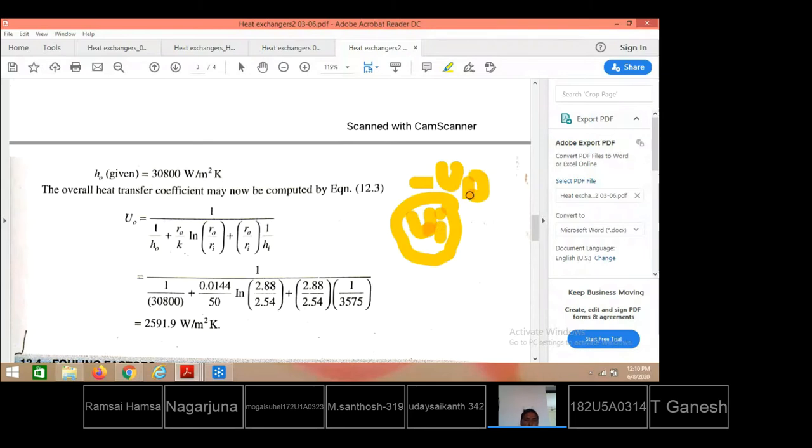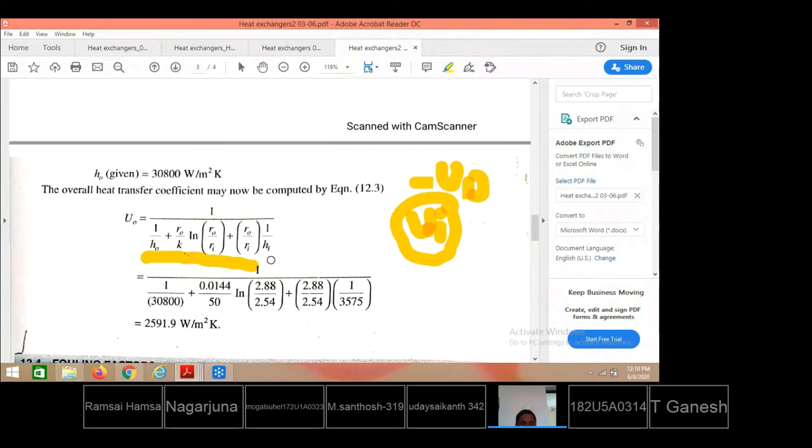From the available relations, the overall heat transfer coefficient based on outer surface area is 1 by U naught equals 1 by h naught plus R naught by k ln(R naught by Ri) plus R naught by Ri into 1 by hi. If the same is calculated based on the inner surface, 1 by Ui equals 1 by hi plus Ri by k ln(R naught by Ri) plus Ri by R naught into 1 by h naught. You don't need to remember these straight away; from the data book you can take these relations and substitute directly. By substituting, we can get the value of the overall heat transfer coefficient.